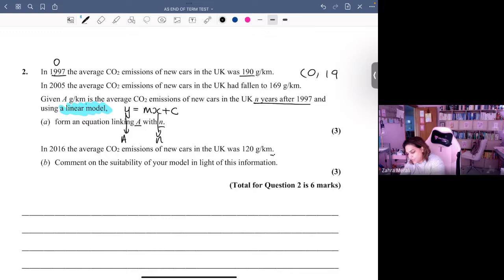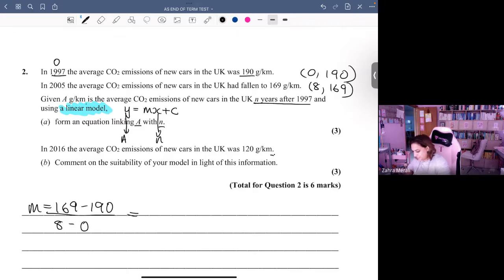So I've got 0, 190 as a coordinate. Now I've got 2005, which I need to work out is how many years after 1997. So it's 8 years and 169. Okay, so now I've got 2 coordinates. I just need to find an equation of a line. I can put them in my calculator, I showed you how to do that before, but that's going to be your check. But let's go find our gradient. So we're going to do 169 minus 190. So I've done y2 minus y1, 8 minus 0.